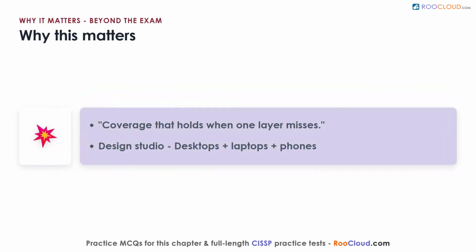Why does this matter beyond the exam? Because choosing and tuning these controls is a core part of the job. Picture yourself standing up security for a growing design studio with a mix of desktops, laptops, and phones. Pick the wrong assumptions about who gets attacked, and you leave whole devices unguarded. Understand how each defensive layer works, and you build coverage that holds even when one layer misses.